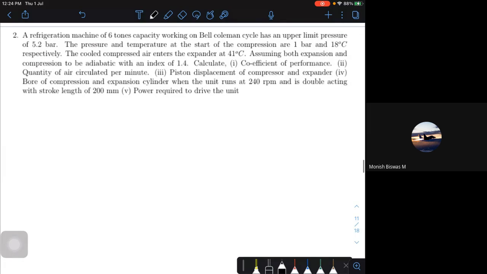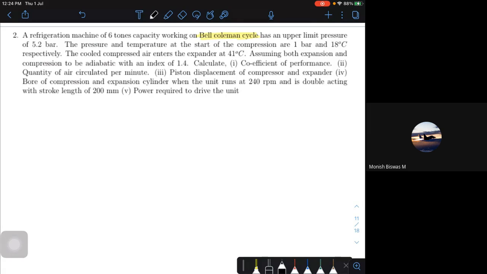This is a problem based on the reversed Brayton cycle, which is also called the Bell-Coleman cycle. So don't get confused about what this Bell-Coleman cycle is. This is the name given for a reversed Brayton cycle, which is a constant pressure cycle. The problem statement is something like this.